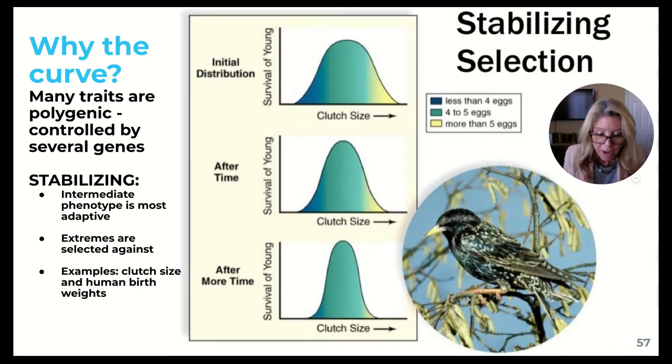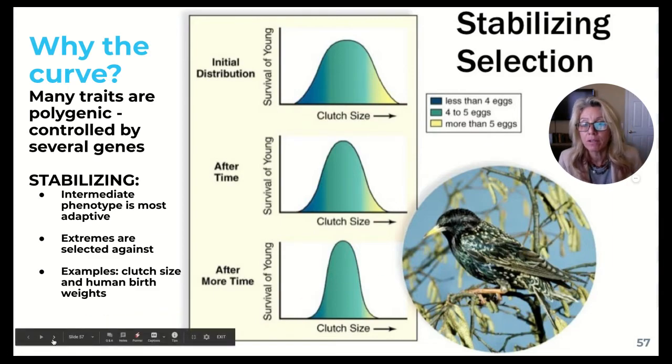So on your notes, you have this on stabilizing, so you just needed to add the words extremes are selected against. Now I want to ask you this. Do you think this would lead to speciation, forming a new species? What do you think, yes or no? And I'm going to tell you no, right? Because you're not going for one or another. You're just trying to keep the norm. So stabilizing selection would not lead to a new species.